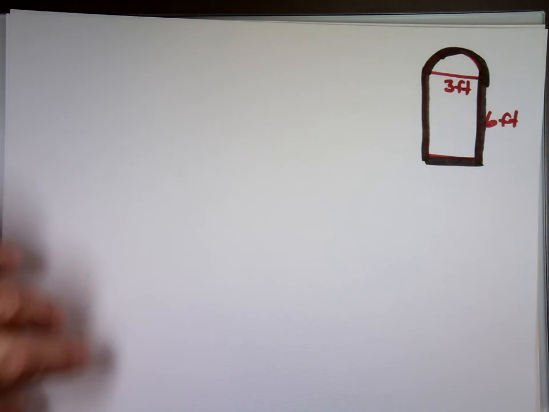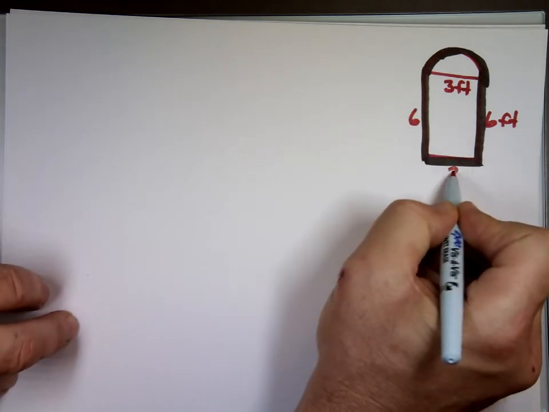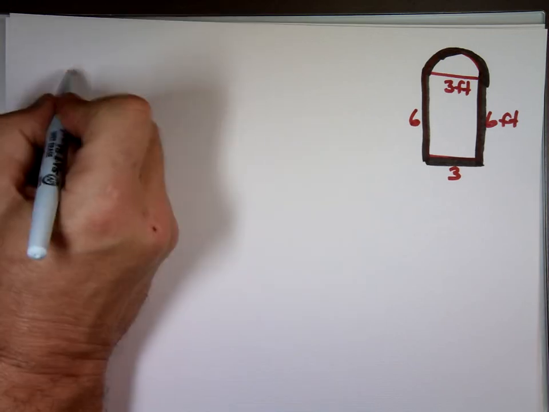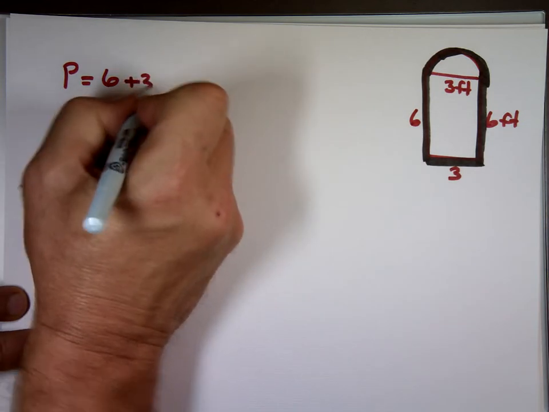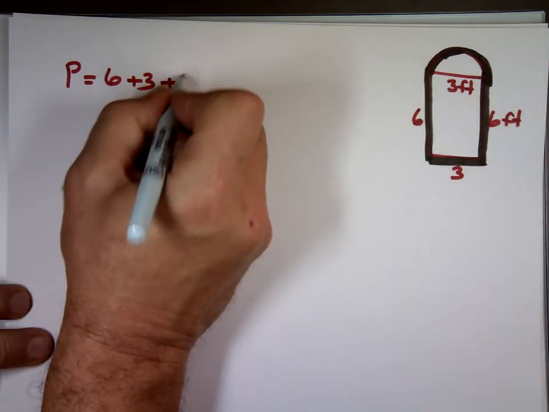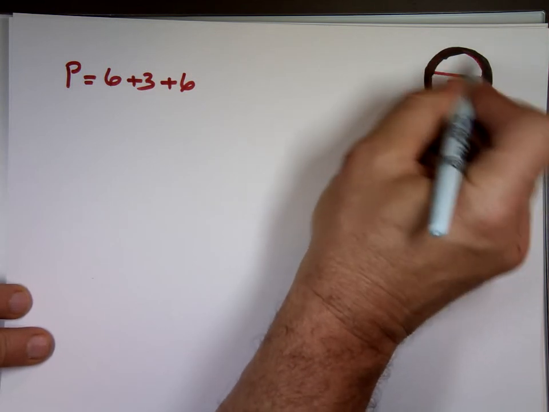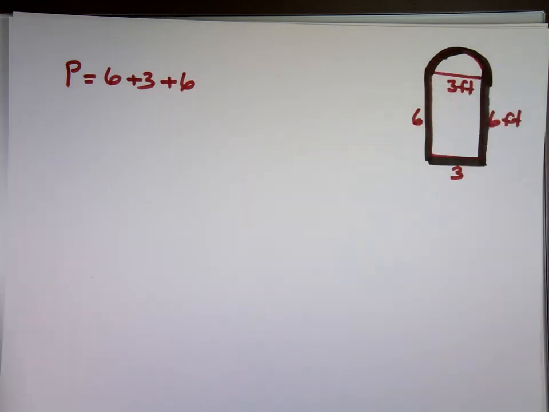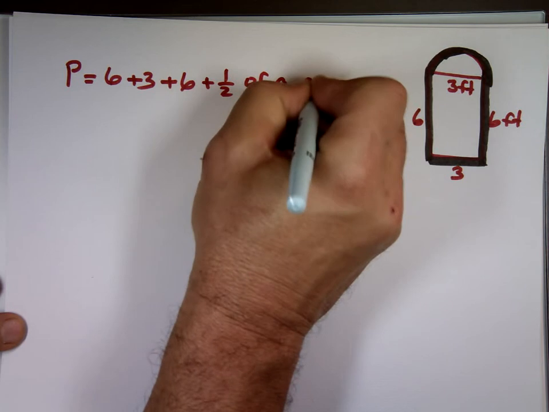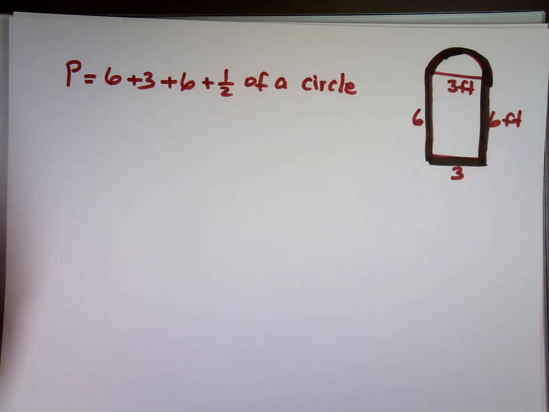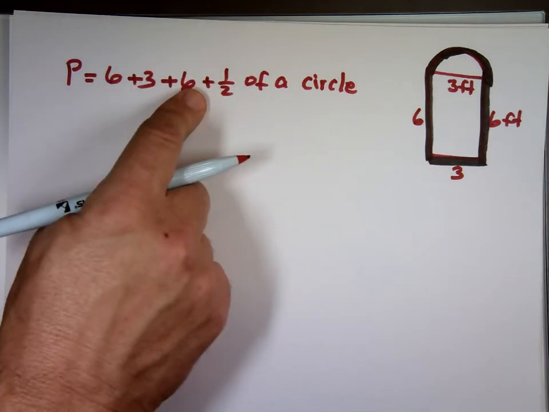Well, this will be 6, this will be 3, right? So the outside, that's called the perimeter for this, is going to be the 6, that's this side, plus the 3, that's this piece, plus the 6, that's that piece. And what about that one? What does that piece look like? Half a circle. Half of a circle. So if I know what half the circle is, I know what that perimeter is. 6 and 3 and 6, is that 15?